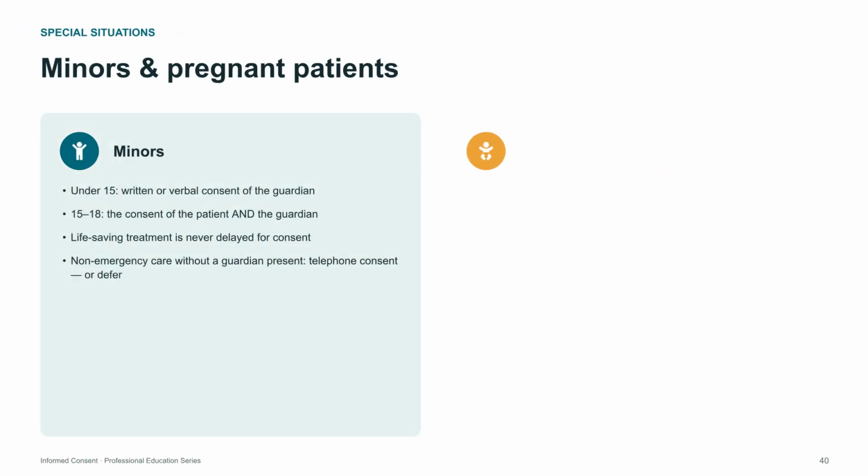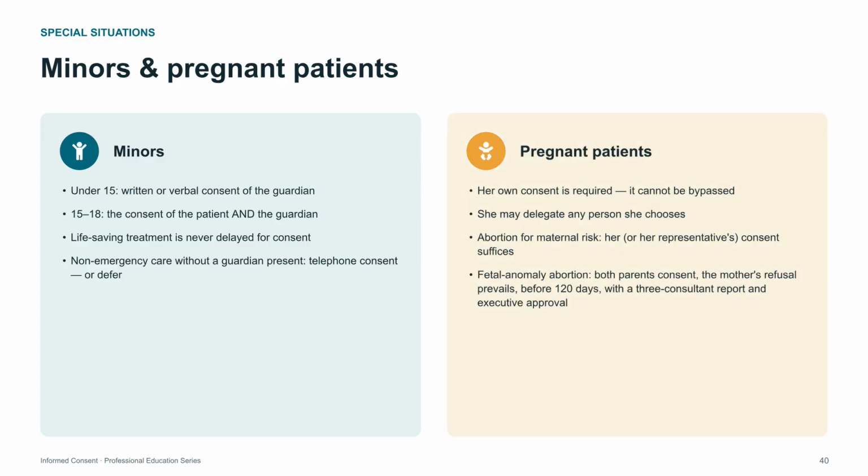For minors under 15, the guardian provides consent. For those 15 to 18, both the patient and guardian consent. For pregnant patients, their own consent is mandatory. Abortion for fetal anomalies follows strict national guidelines, requiring a 3-consultant report and executive approval.